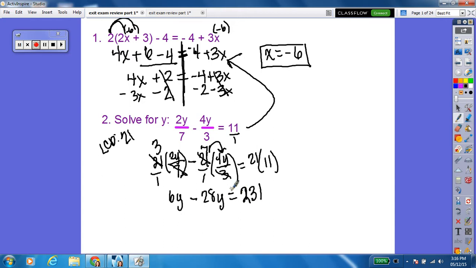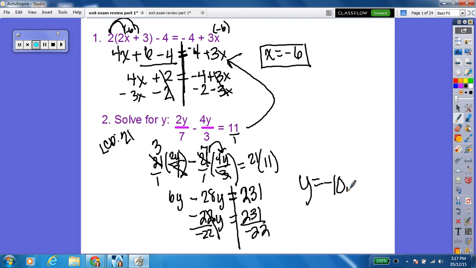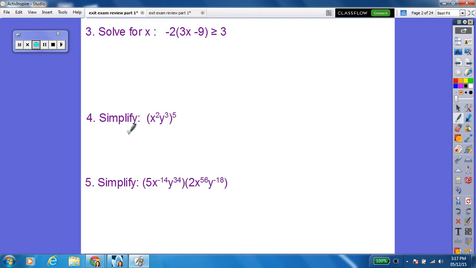Now again, following the algorithm for solving an equation, now that it's simple, we combine like terms. We get -22y equals 231. Then we divide. This is multiplication, so we do the multiplicative inverse. We divide here and we get y equals -10.5. Again, all you have to do is plug the -10.5 here and here, multiply it out, and you'll find that it's the correct answer. -10.5.